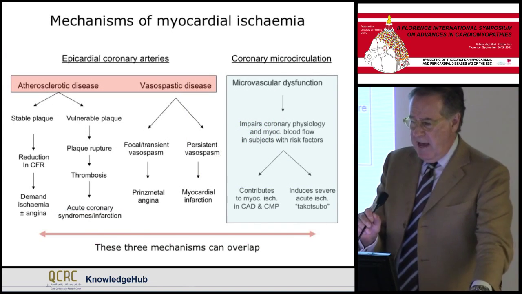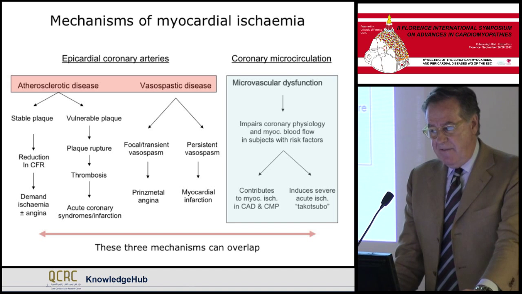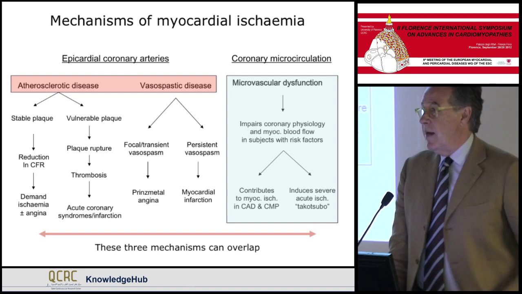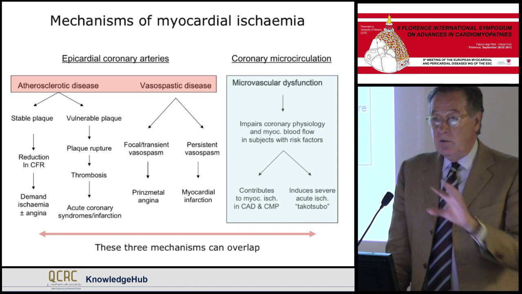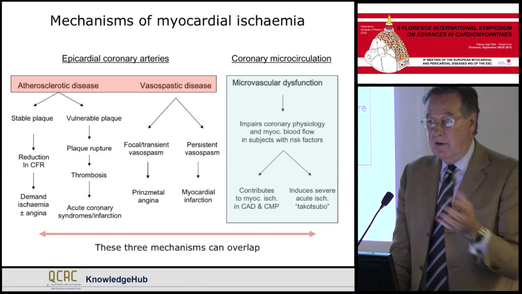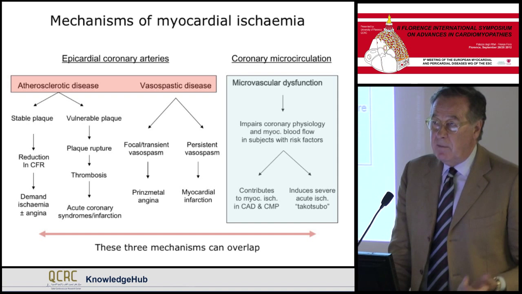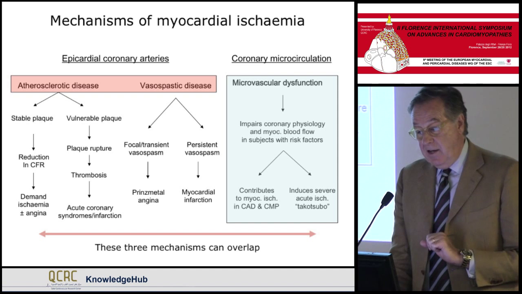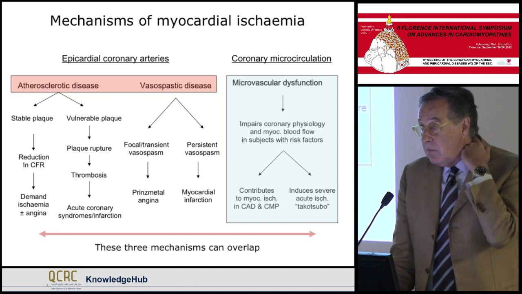Okay, now let's wrap up. Here on the left is what my mentor, Attilio Maseri, taught me when I was a trainee in cardiology. So ischemia could be due to two main mechanisms. The one due to classic coronary disease, so you have a plaque. If you're lucky, the plaque is a fibrotic plaque. You develop stable angina. If you are less lucky, you have a vulnerable plaque. You develop an acute coronary syndrome.